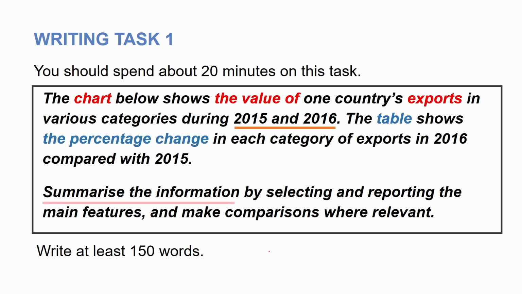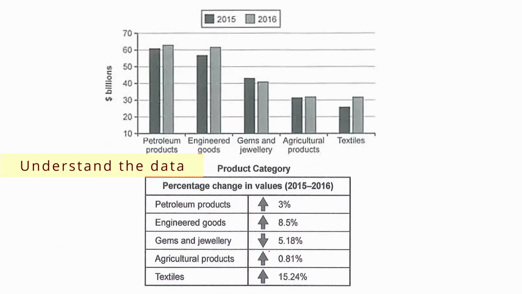We have two tasks here to do. One, to summarize the information. How? By selecting and reporting the main features only. It means we cannot report every single point from the graphs, and also make comparisons where relevant. So it's important to spend some time on understanding the tables and the graphs. So don't jump into writing. Make sure you understand the data and then start your description.